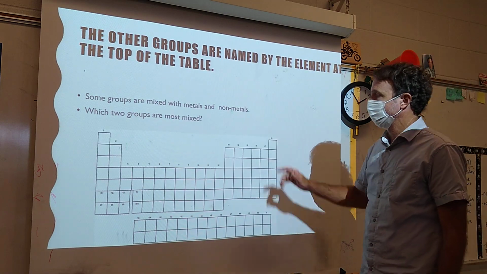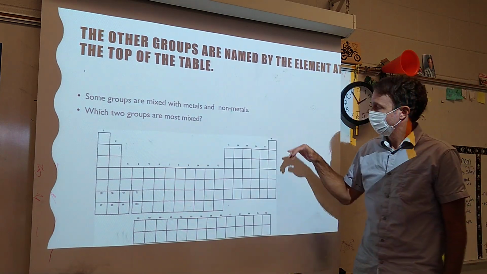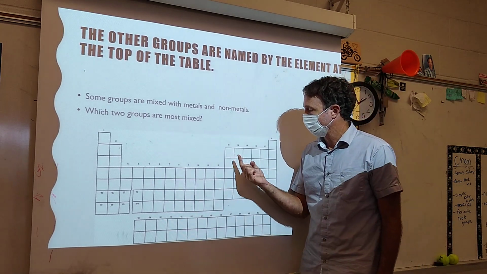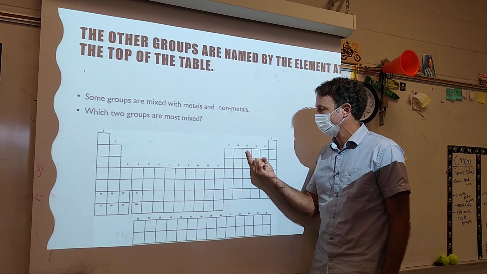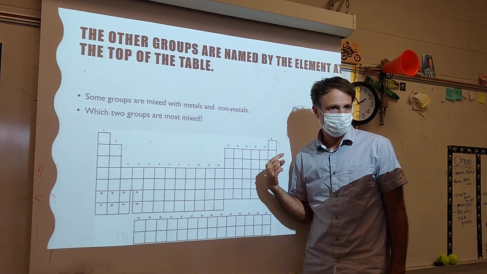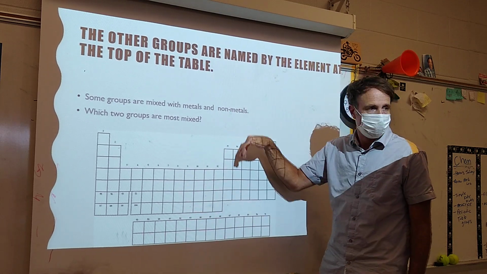And then the other groups, this leaves us just a couple other groups. They're just named by the elements at the top. So for example, this is the boron group, the carbon group, the nitrogen group, and the oxygen group. Okay? And that's it. That's what they're called.